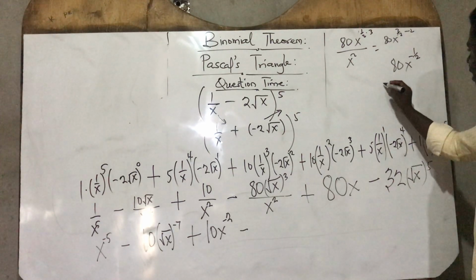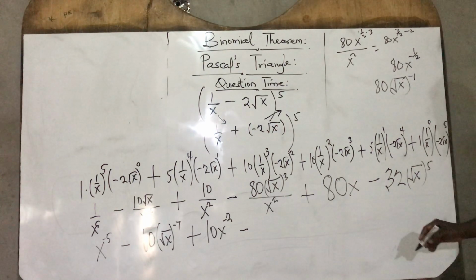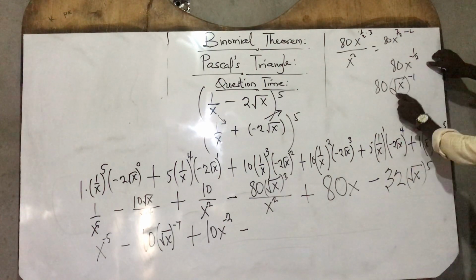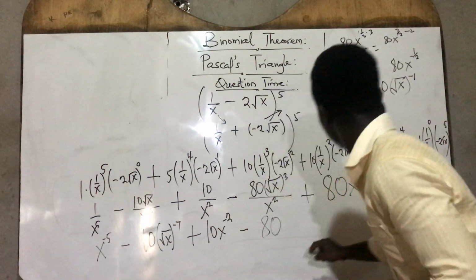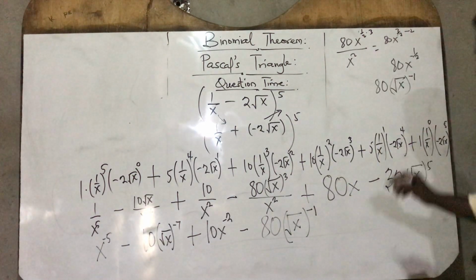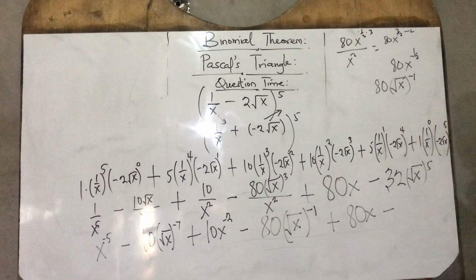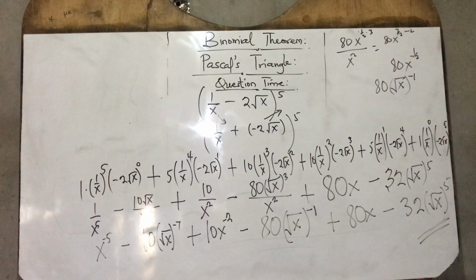Right. So I can write it as 80 square root of x all to the power minus 1. So you can write it as that, because we factorize the negative and concentrate on the half. Half can be written as square root. Then you bring your minus 1. So I get minus 80 square root of x all to the power minus 1. Then I have my plus 80x. Then here we still do it as that, minus 32 square root of x all to the power 5. So that's the expansion for that. Very, very simple.